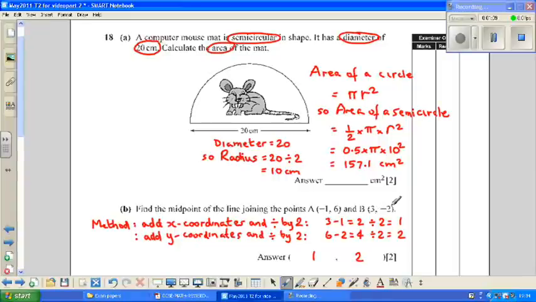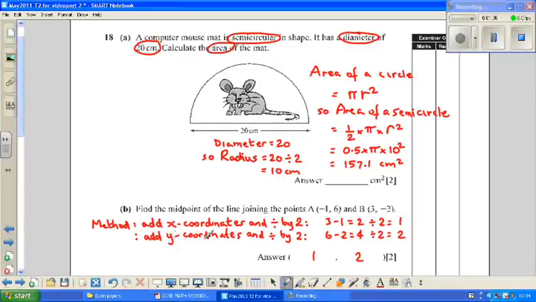Part B, find the midpoint of the line joining point A, which has coordinates -1, 6, and B, which has coordinates 3, -2. The method for this is you get the two x coordinates, that's -1 and 3, add them together, so 3 minus 1 equals 2, or the other way around, -1 add 3 gives you 2. Divide that answer by 2, which gives you 1, so the x coordinate of the midpoint is 1.